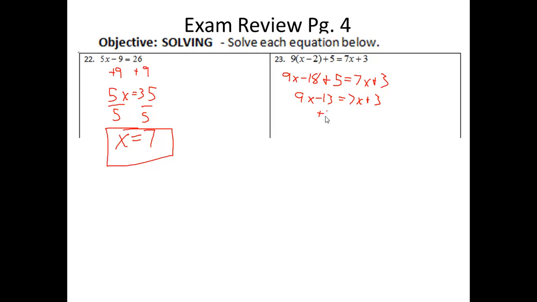We're going to add 13 to both sides, and that's going to get rid of our 13, and then we're going to subtract 7x from both sides, and that's going to remove our 7x from the right hand side. So notice how that's going to cancel out that, and that is going to cancel out that. So 9x minus 7x is 2x, and 3 plus 13 is equal to 16. We're going to divide by 2, and we see that x is equal to 8.